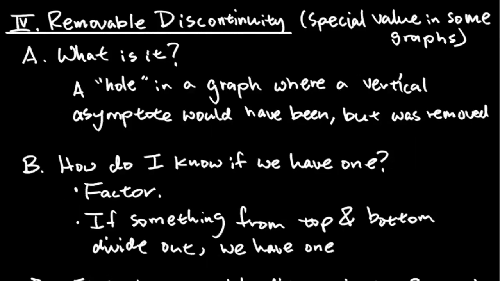Alright, so removable discontinuity, this lovely little thing over here. So what is it? First thing is, it's a hole in a graph. By hole, I mean it's just a little thing that's there. It's essentially a point that's removed. And a vertical asymptote would have been there, but that thing got removed instead, which is why it's called a removable discontinuity. You will also see it in some places called a hole, because the way that it's drawn on a graph actually is, well, a hole. You'll see what I mean once I start actually doing it.